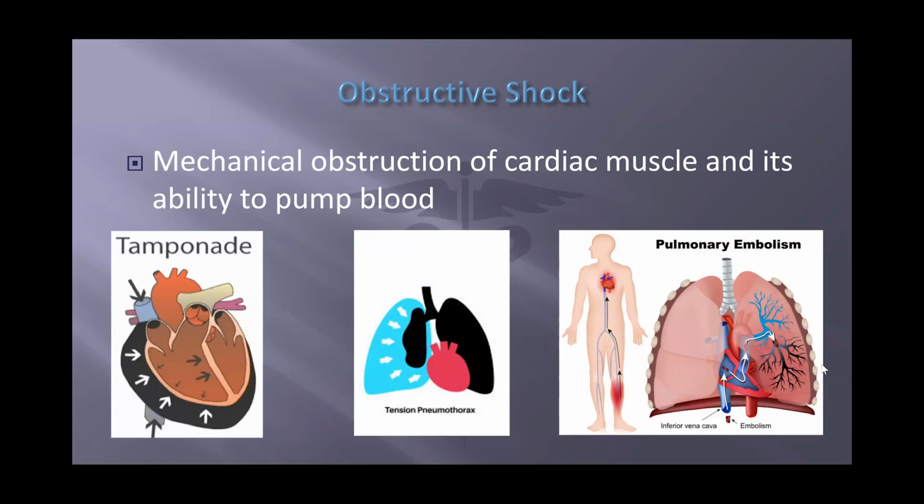And then pulmonary embolism, an obstruction within the vasculature of the lungs. And so you can imagine that this is going to create back pressure into the right side of the heart as it's trying to pump into an area that's going to be obstructed, that's going to block it. So this is, again, something mechanical obstructing the ability of the heart to pump blood.